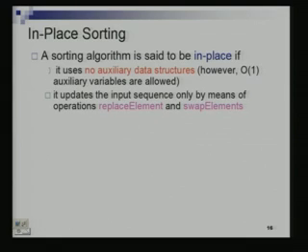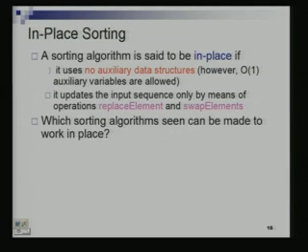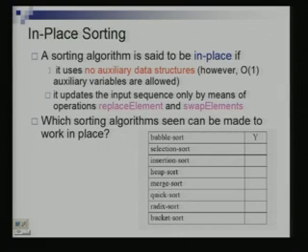Okay, so a sorting algorithm is said to be in place if it uses no auxiliary data structures. It could use a constant amount of additional space, however, and it updates the input sequence only by means of the operations replace element and swap. Basically, you have a bunch of numbers, it replaces one of them by some other, or it just swaps 2 numbers. That is when we call the algorithm to be in place. So, let us see which algorithms we have seen can be made to work in place.